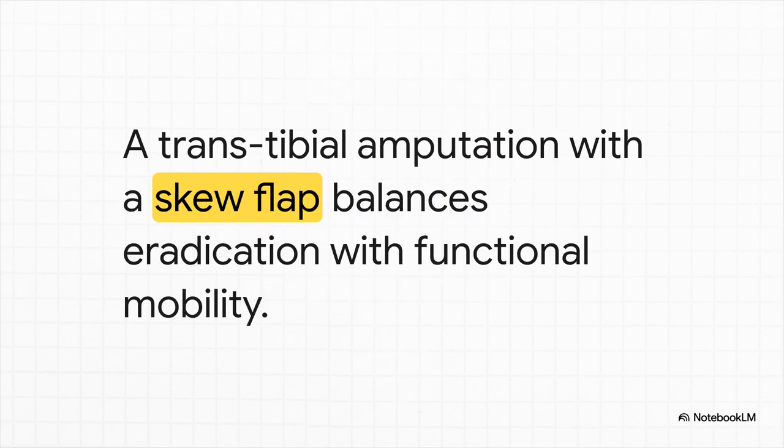In a case like this, the optimal solution is a transtibial or below-knee amputation, specifically utilizing a long posterior skew flap. The goal here is a really delicate balancing act. You have to totally eradicate the dead, infected tissue, but you also have to preserve a stump that's actually going to give the patient long-term functional mobility with a prosthesis.